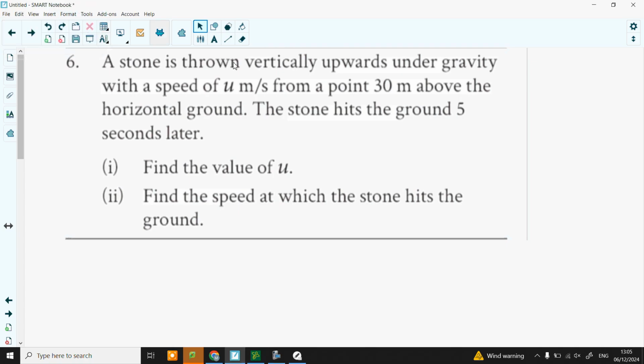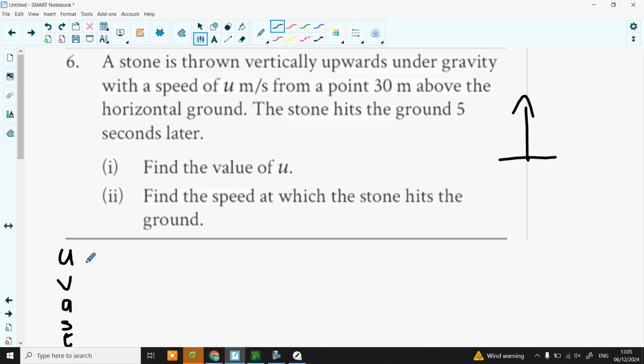Stone thrown vertically upwards. So this time, because I have to balance up with down, I'm going to say that up is positive and down is negative. Is that right with you? So starting with you, Vast. What's my initial speed? U. From a point 30 meters above the horizontal ground.